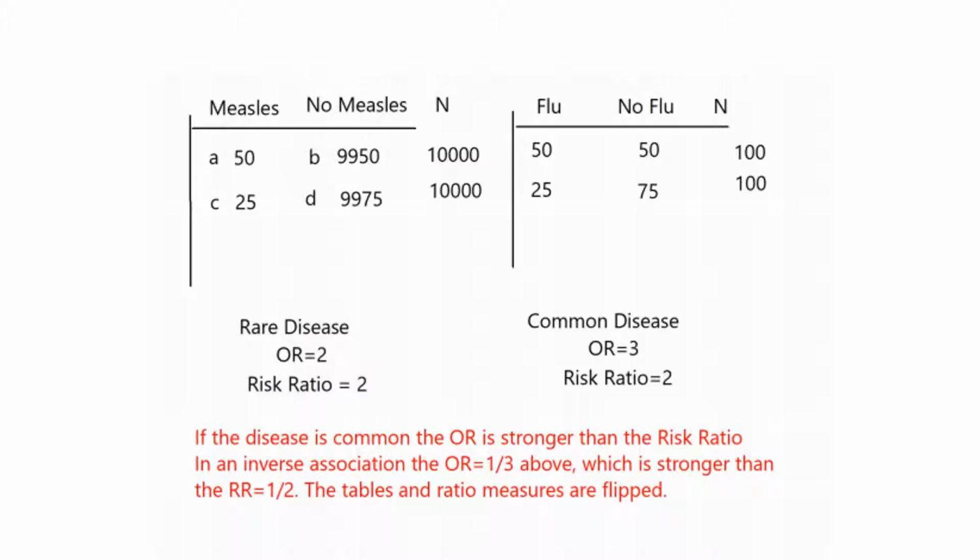So if the disease is rare, the odds ratio is going to look like this. It's going to be 50 divided by 9,950, and then that would be divided over 25 divided by 9,975. Now imagine you replace that B, that's how the odds ratio formula works, with the total sample size of 10,000. It's not going to make much difference. So mathematically, your odds ratio and your risk ratio are going to be virtually identical when you have a rare disease scenario.